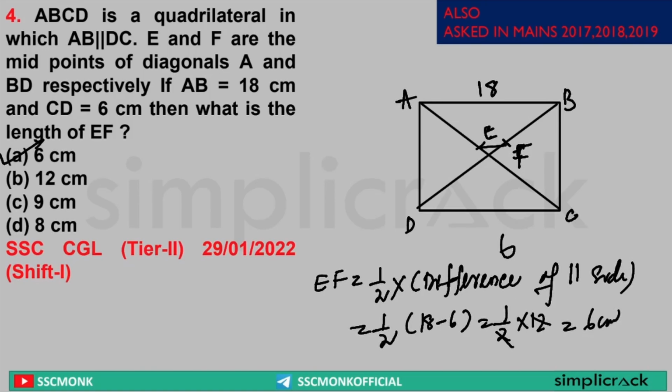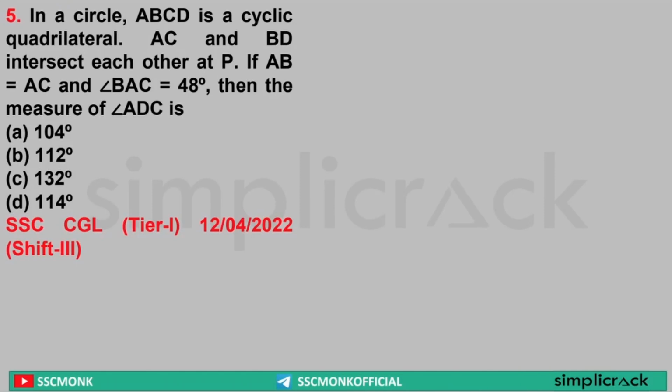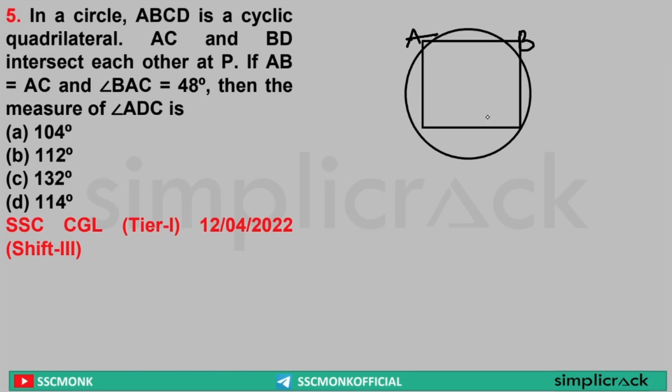Clear? Next, in a circle ABCD is a cyclic quadrilateral. AC and BD intersect each other at P. If AB is equal to AC, BAC is 48 degrees, then what is the measure of ADC? Now let's say this is a circle. Now let's say this is a quadrilateral. Now this is A, this is B, this is C, this is D. Now AC intersects with BD here. Clear? Now at point P.